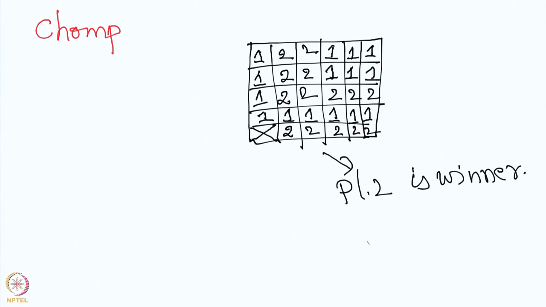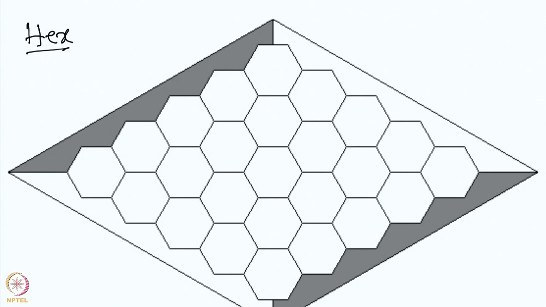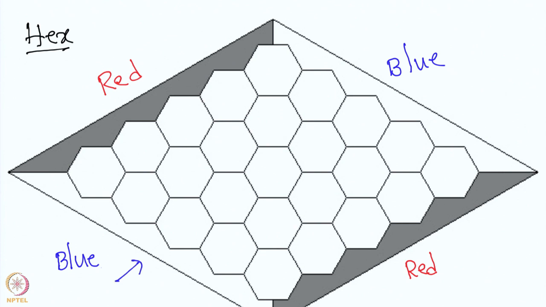So now we will look at another game. This game is known as hex. There are two players here. One is a blue player and another is, let us say, a red player. The goal of this game is to make a path from one side to the other side. So the blue player wishes to mark these hexagonal cells such that he makes a path from this side to this side, and the red player would like to make a path from this side to this side, and they will be making their moves alternately.